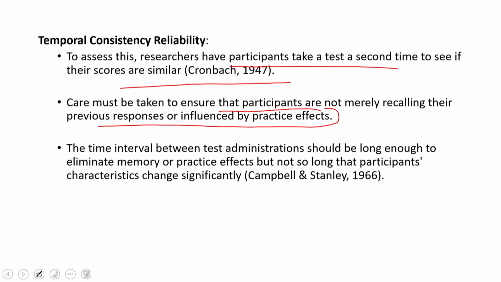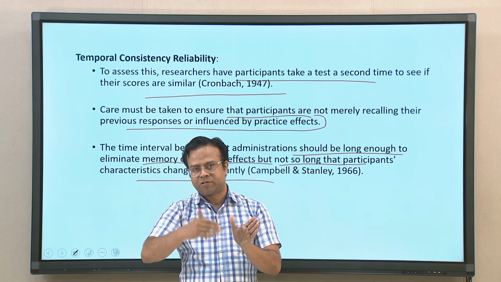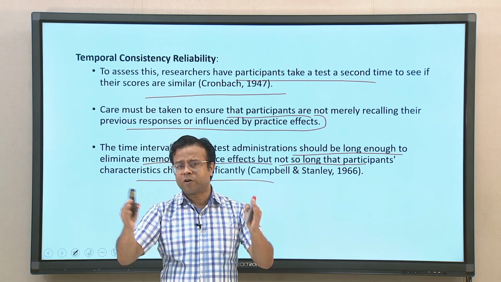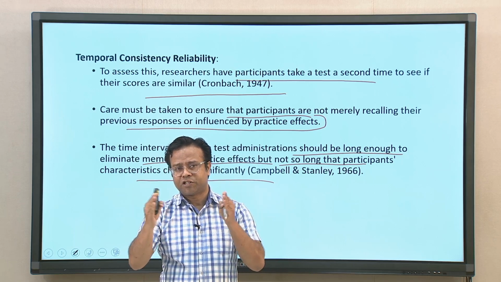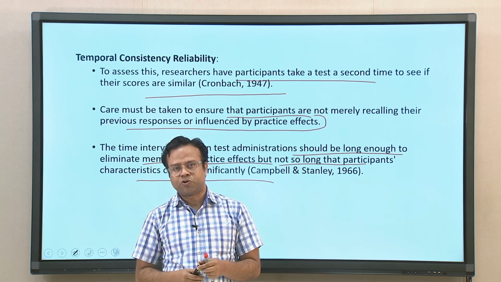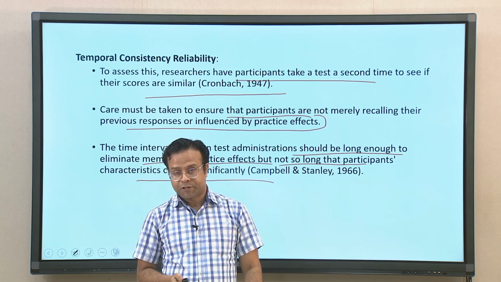The time interval between the test administrations should be long enough to eliminate this memory and practice effect, but should not be too long that a participant's characteristics change significantly. If you take a test, let us say, 4 or 5 years later, then obviously the person may change also. Then there is no meaning in looking at reliability of a test with such a long gap of time. So, that is something important. If both test scores given after a certain time are similar or almost similar, then it is a reliable test.